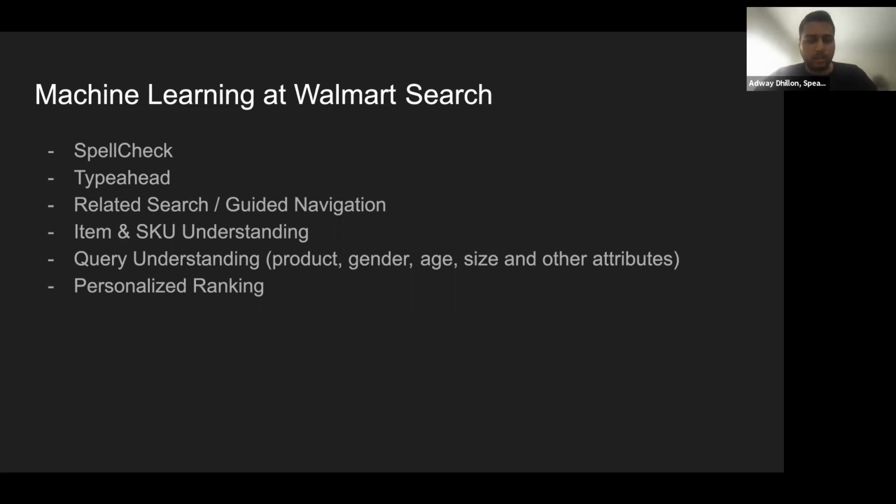And then on the runtime side, we have query understanding models, which are live at runtime when the user inputs a search query, given a product, gender, attributes, age, size. These models try to understand these attributes semantically much better, and then match them on the SKU side to better yield relevant search results for the search engine. Personalized ranking is another use case that we see at Walmart Search.